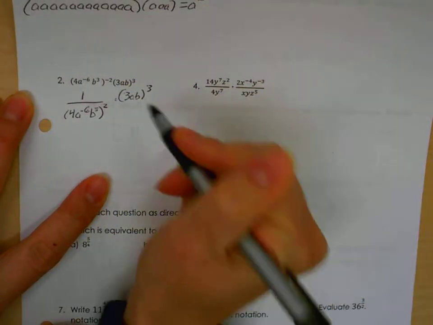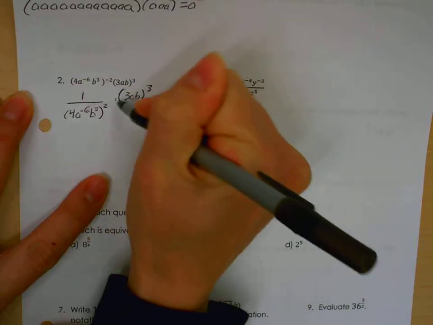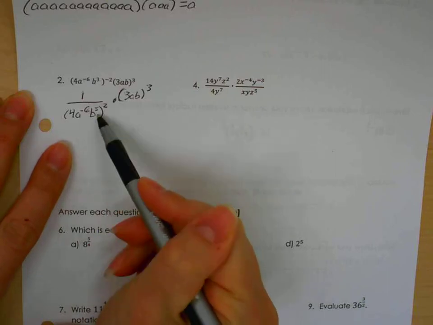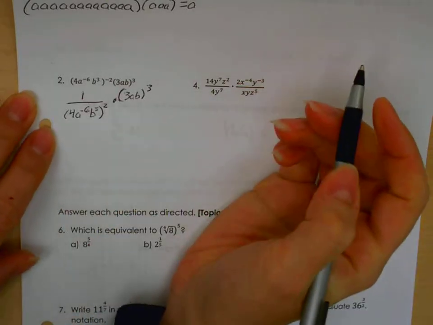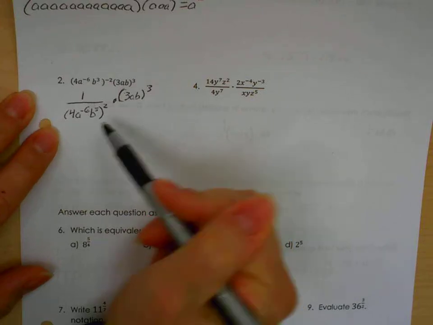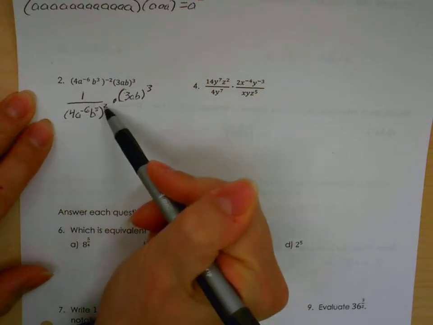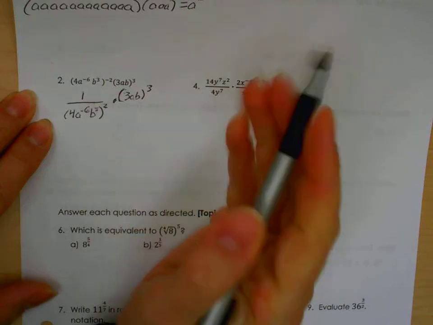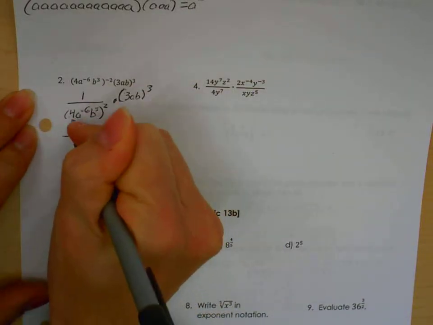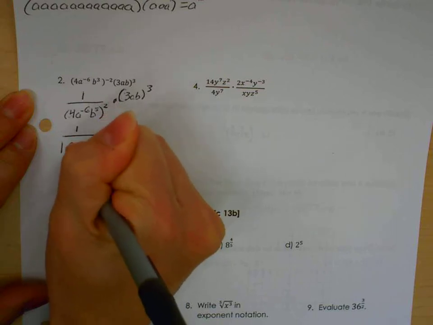So all I've done so far is make this right here positive, so I've moved it to the bottom. So now I'm going to distribute. So down here, this 2 gets distributed to everything in the parentheses. So I have 1 over 4 squared. So 4 squared is 16.